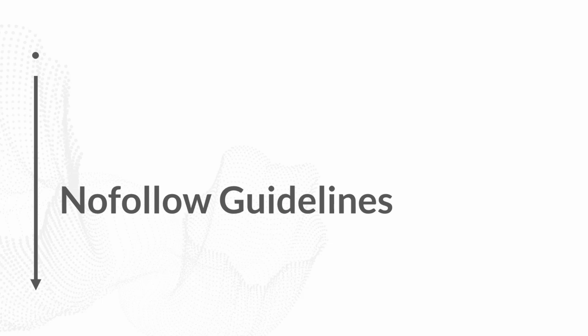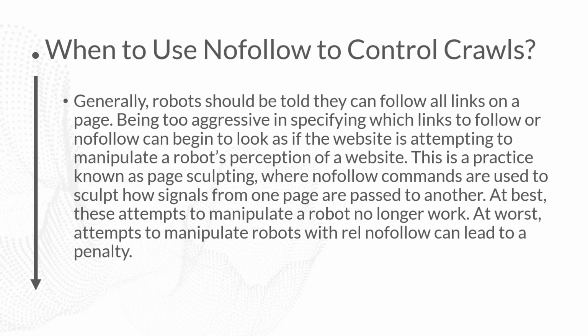Next, let's talk about the nofollow and some of the guidelines you should keep in mind when you're using nofollow to control crawls. Generally, robots should be told they can follow all the links on a page. If you're too aggressive in specifying which links to follow or not follow, it can begin to look like you're trying to do what's called page sculpting. You're trying to really be manipulative in how bots move through your website. That can get you in trouble, and that can start to make it look like you're spamming the search engines.